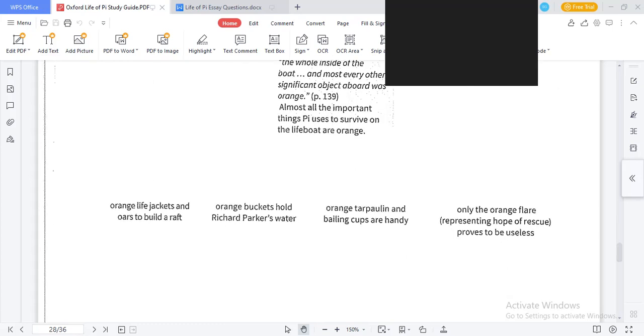Here's a few more objects. That was a rhetorical question, needs no answer. Here we go. Your orange life jackets and oars to build a raft. There's the life jackets, and the oars are those sticks you use to row the boat, no? Is that an oar? Yes. Then orange buckets, for Richard Parker's water.